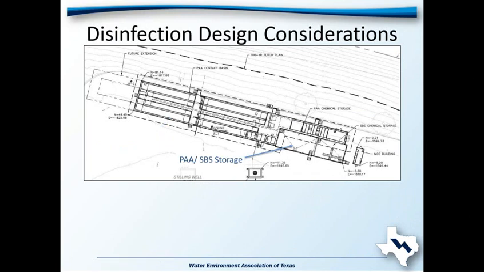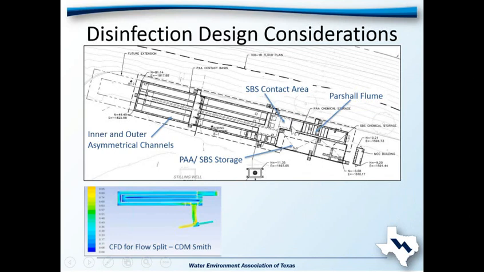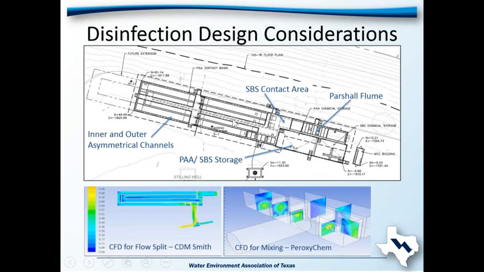The peracetic acid and sodium bisulfite storage areas are there next to the Parshall flume, which are contact areas, part of the flow measurement. In order to verify that we were still getting an even flow split and appropriate mixing, we did two variations on the CFD modeling. One was for the flow split between the two channels, to make sure that it was within a level of accuracy as we were using the Parshall flume to handle the effluent levels. And then second, for mixing systems, to make sure we're getting adequate distribution of PAA.